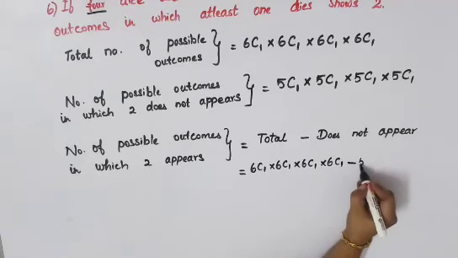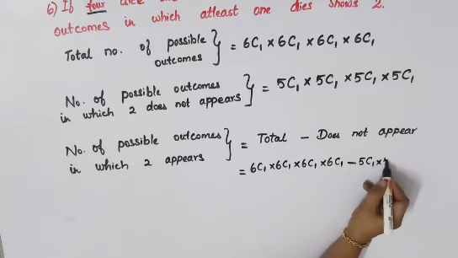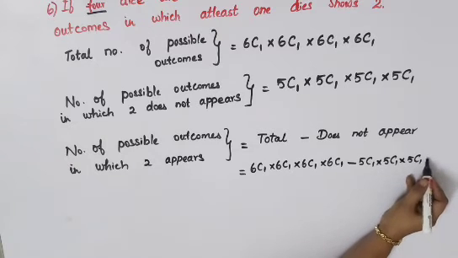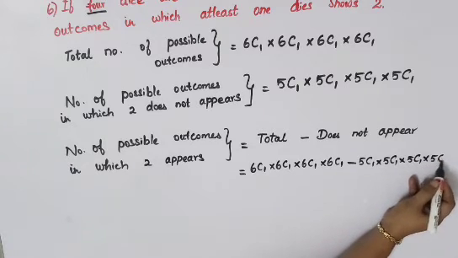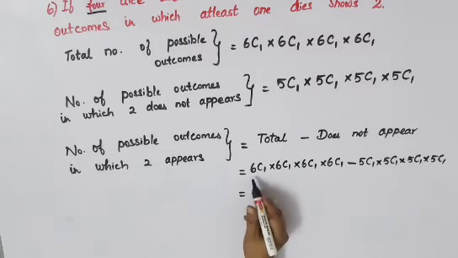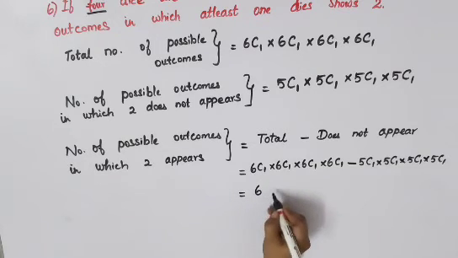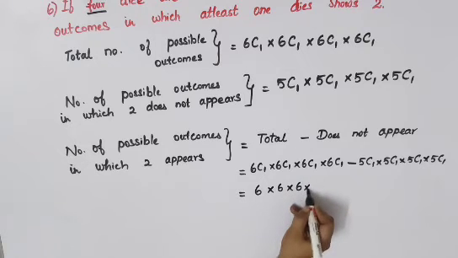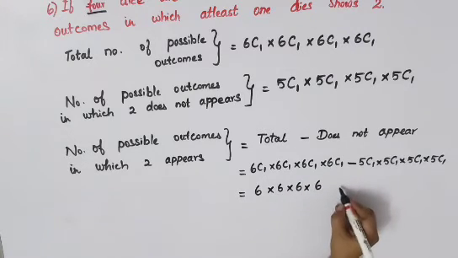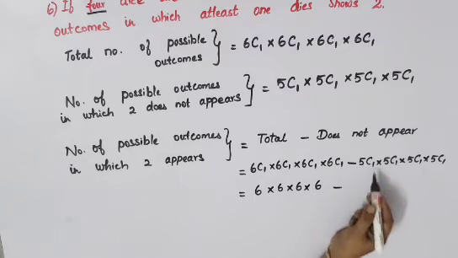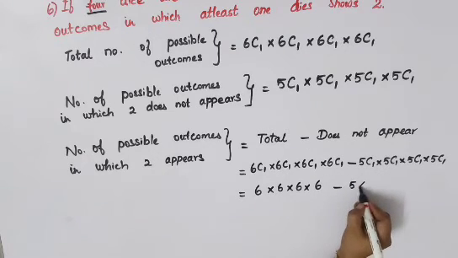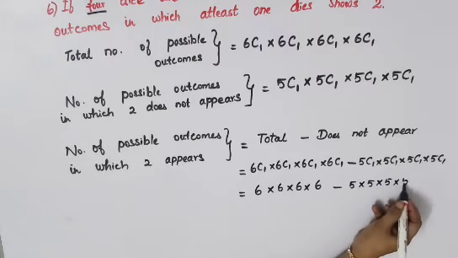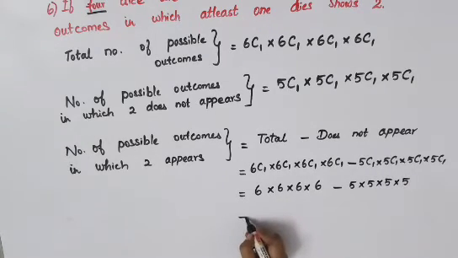we have got the answer, that is 5C1 into 5C1 into 5C1 into 5C1. So 6C1 is nothing but 6 itself. So everywhere you will have 6, 6, 6, 6. 4 6s you will have. Minus again 5C1 will be 5, so 5 into 5 into 5 into 5.